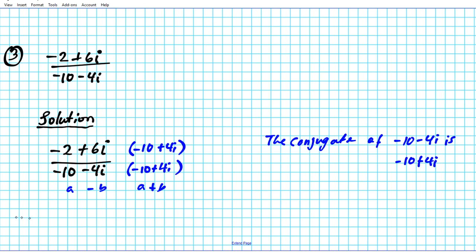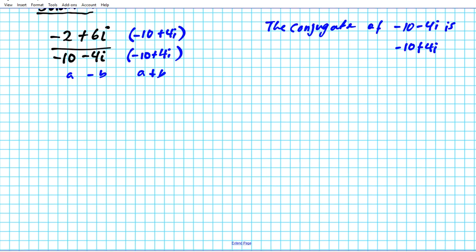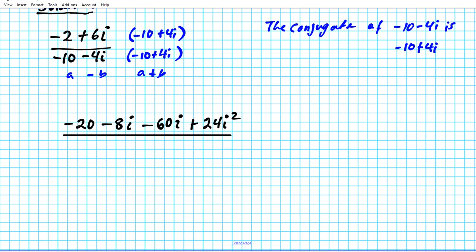In the numerator, we're going to FOIL that out. First, outer, inner, last. So that's going to give us negative 20 first, outer, negative 8i, inner, negative 60i, last, plus 24i squared. And then in the denominator, we're just going to use the difference of squares formula, a squared minus b squared. So we'll have negative 10 squared minus b squared for i squared.